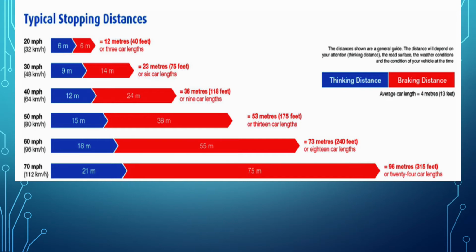Then your car will, on average, travel about 12 meters before you actually step on the brakes. And then after you step on the brakes, your car will go for another 24 meters until it comes to a complete stop. Okay, and so that's a total stopping distance of 36 meters, right? Because the equation that you guys just learned was that stopping distance is thinking distance plus braking distance. So 12 plus 24 is 36.